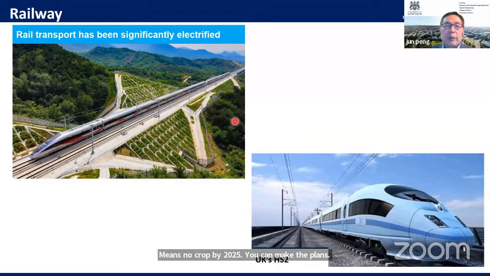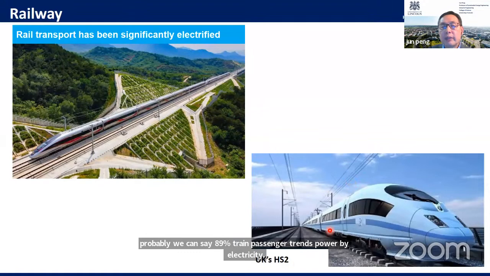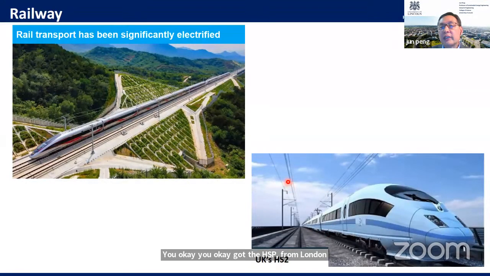For rail transport, we know electric train technology is already there and well developed. In China there are a lot of fast trains; now probably 80 to 90% of passenger trains are powered by electricity. In the UK, HS2 had a train plan from London to Birmingham and then to Manchester, but just last week the government changed plans and stopped the Birmingham to Manchester leg. From London to Birmingham, it is still an electric high-speed train.